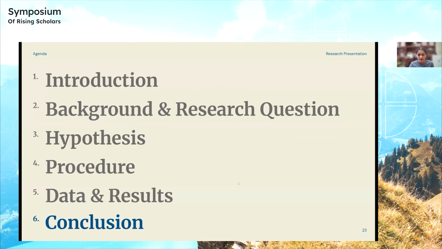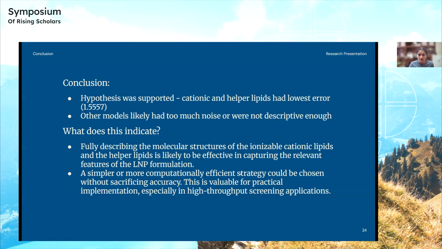So now moving on to my conclusion. My hypothesis was supported, as strategy 3, in which the cationic and the helper lipids were fully described, yielded the lowest error. So I concluded that it was more accurate than the other formulation vector construction strategies. Strategy 1 likely had too much noise, which is random or unpredictable fluctuations in the data that disrupt the ability to identify target relationships. And strategy 2 was likely not descriptive enough.